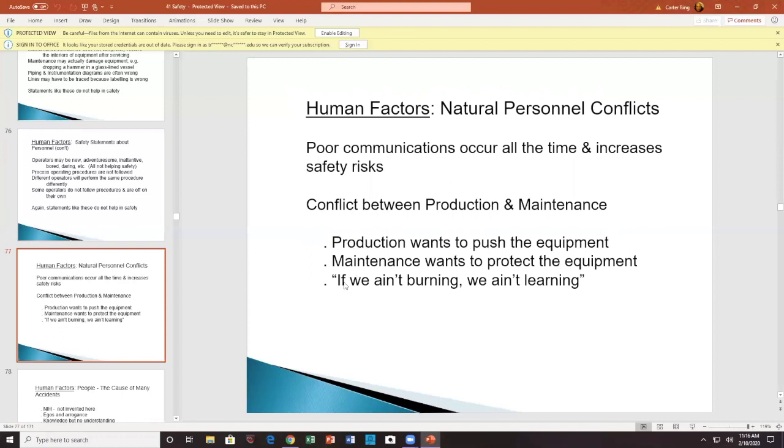Example, this is coming out of a major oil company. The people are essentially telling me, if you ain't burning, you ain't learning. If you're not pushing your equipment, then you ain't learning. So there's a real problem with that, too. I mean, yes, you want the highest production. Yes, you're going to be reaching safety limits. But I hope you don't learn the hard way.